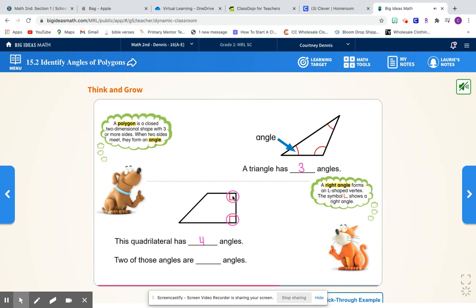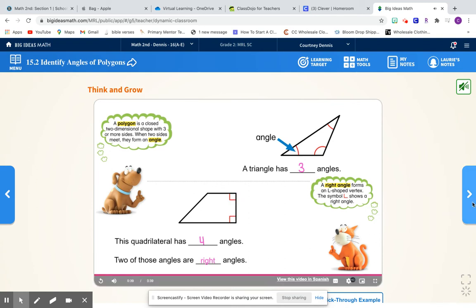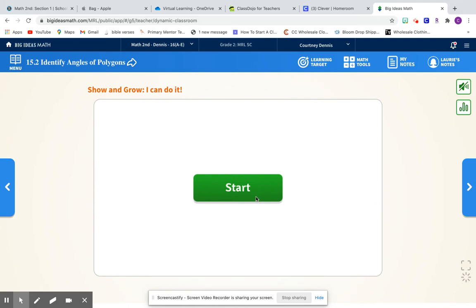Notice 2 of the angles have a red L symbol in them. The L symbol shows a right angle. So, 2 of those angles are right angles. Okay, so we're going to do a couple practice questions before you guys move on to the 15.2 practice.